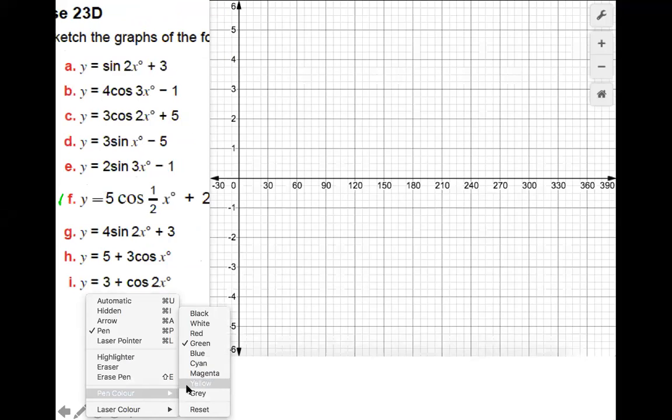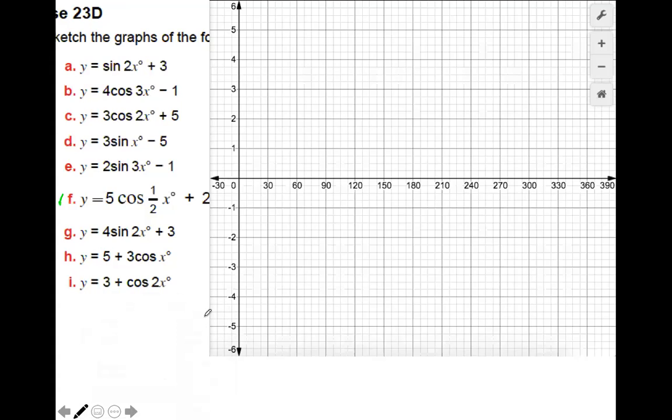Pen color, black. So this is how I would do this. I'm given 5, so I know my 5 is going to be my amplitude, but I've gone up by 2. Okay, so that's one thing. The other thing is I know that it's positive, and I'm only going to represent half of it. Okay, so there's more than one way of doing it. I can try and just do 5 cos half x before adding the 2.